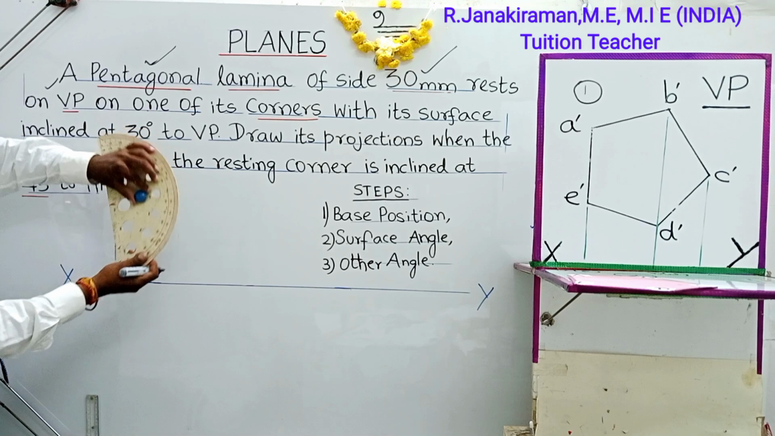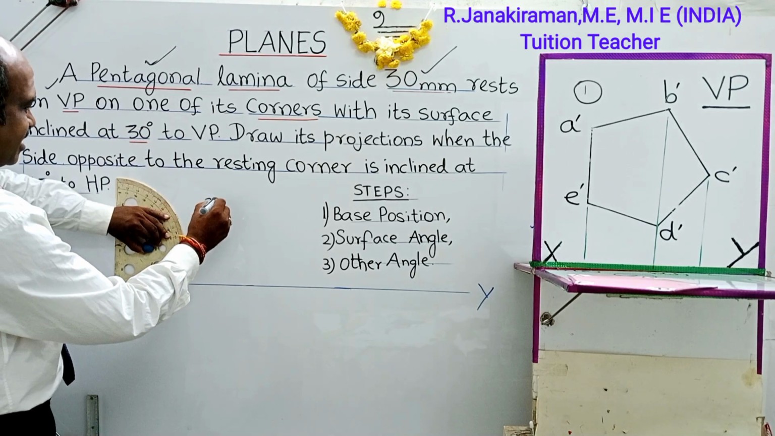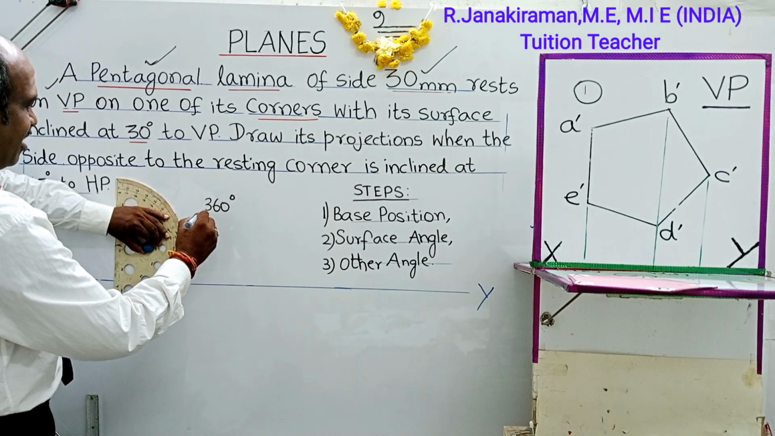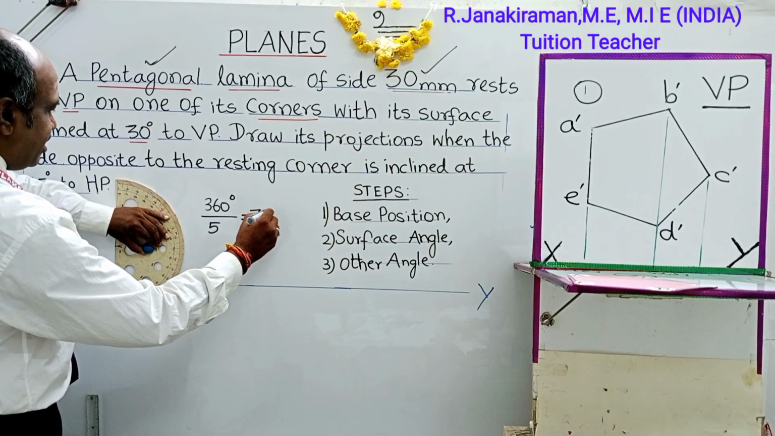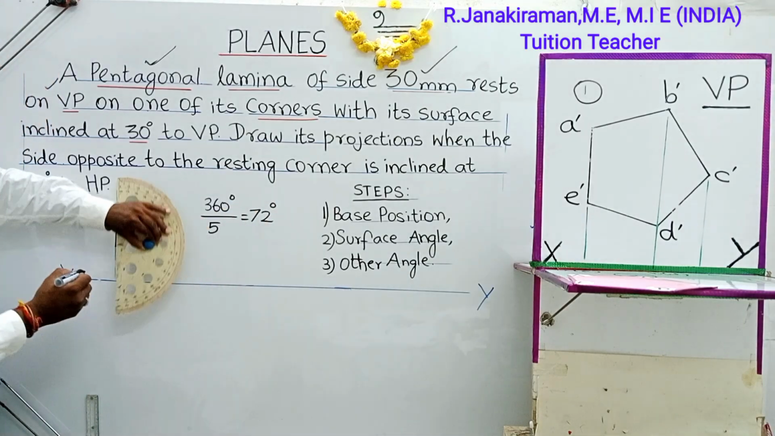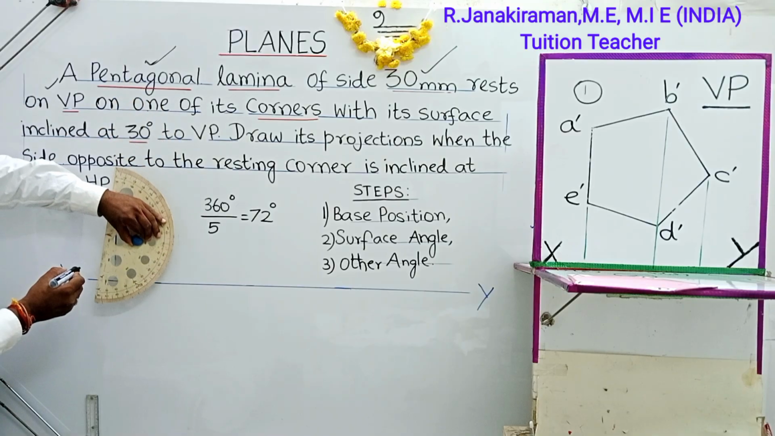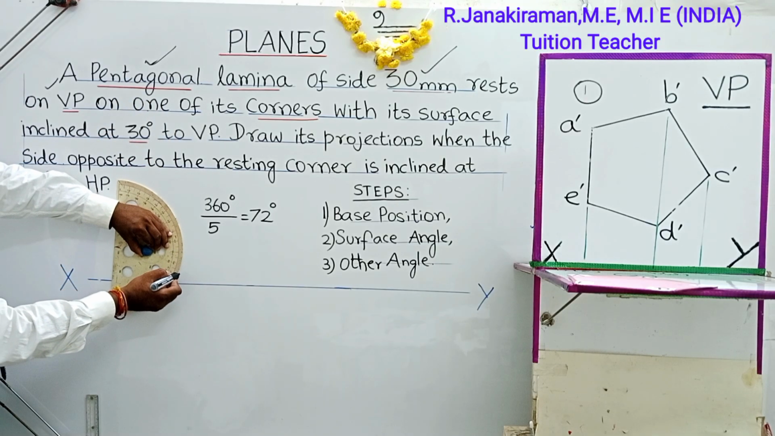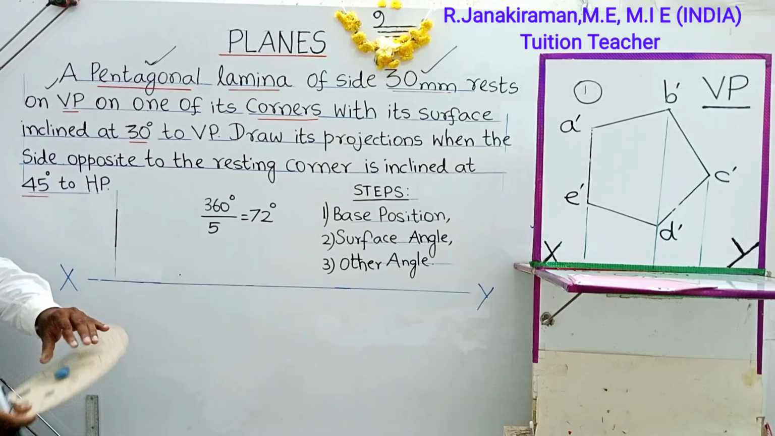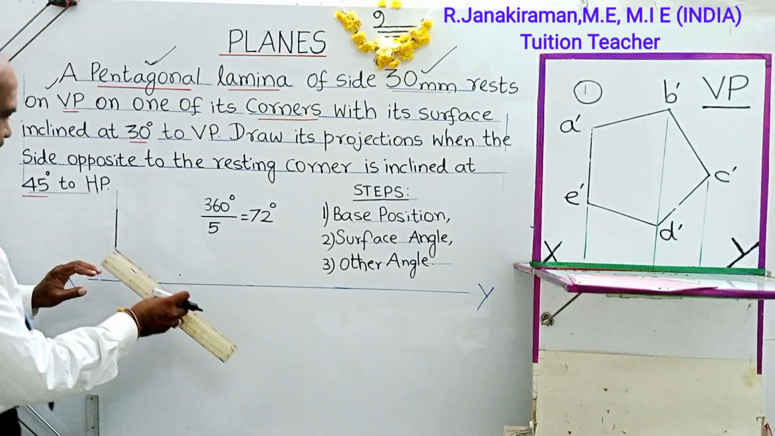A line is drawn using the protractor with reference to this point as the center of your protractor. The total angle in a circle is 360 degrees. A pentagon has 5 sides, so using a calculator, you get 72 degrees. Keeping this point as the center of your protractor, mark an angle of 72 degrees. Read like this: 0, 10, 20, 72. Put a point. Join the marked points using a freehand scale.